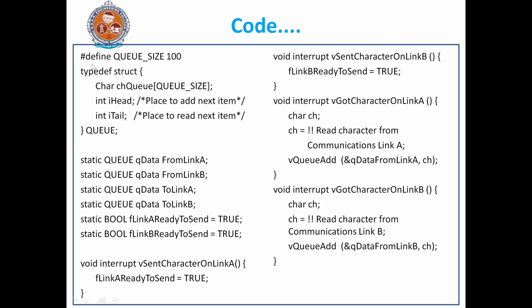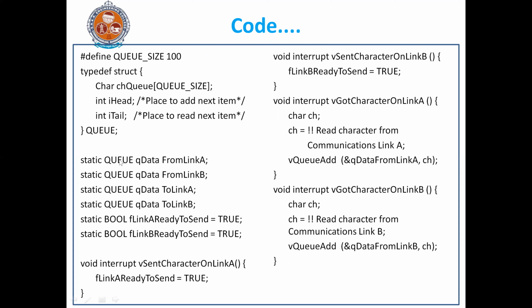So here, if you see, first of all we have a queue of size 100. So this is the queue structure with the typedef struct. Here we are giving the queue, that is char chq of queue size, that is 100, and here we have the head and the tail pointers. So this is the queue that is being maintained for our simple bridge.